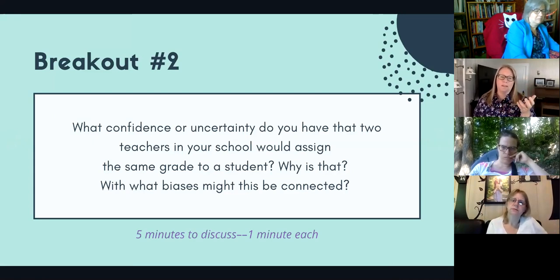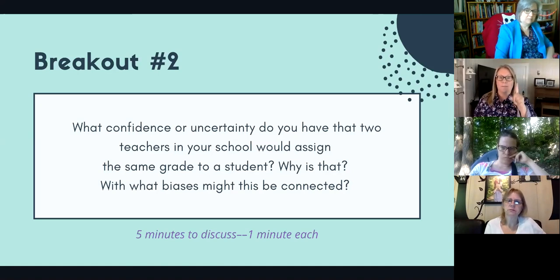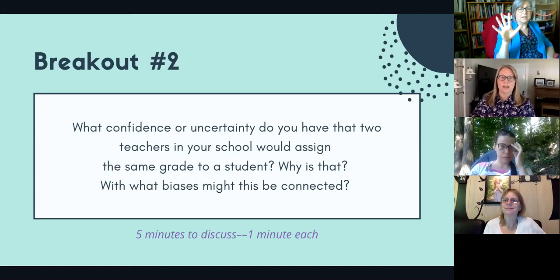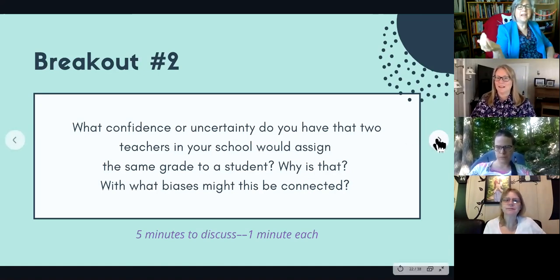And then to think about with what biases this might be connected. So that's our second breakout group. We'll have 5 minutes, maybe Morgan, you could give it 6 and make sure people get their time to talk and to listen. It'll be 5 minutes with a 1-minute warning, and you don't have to come back when you get the 1-minute warning, so you will have 6 minutes, okay? Okay, let's do it.